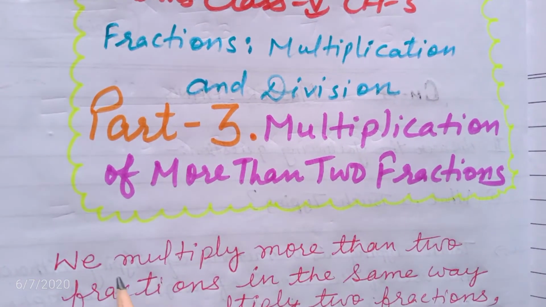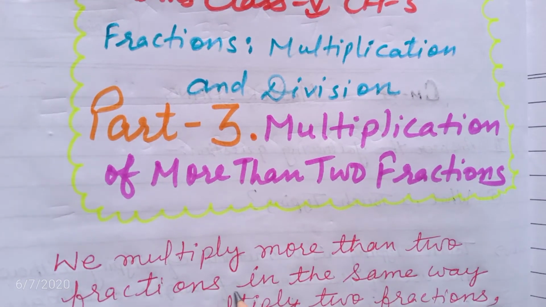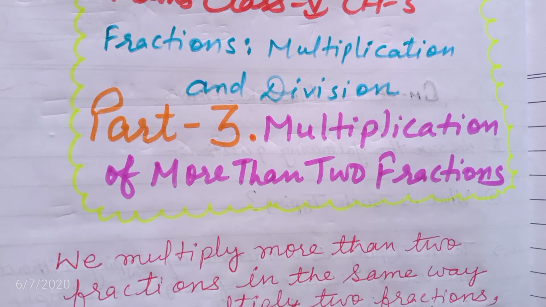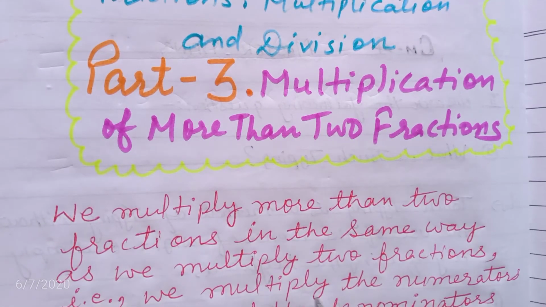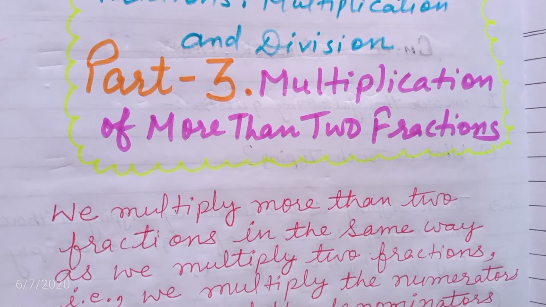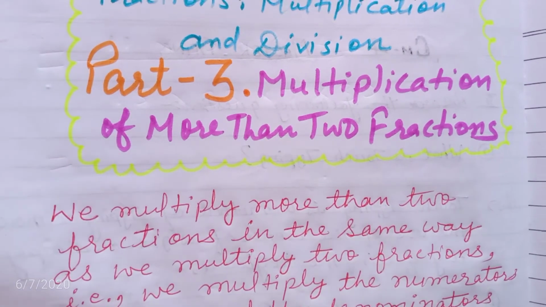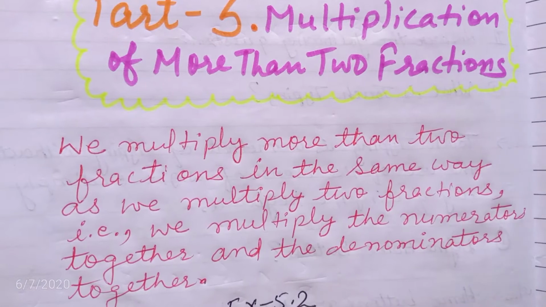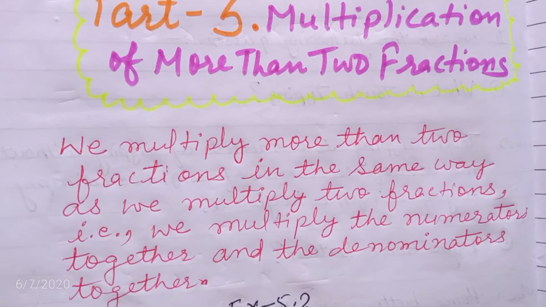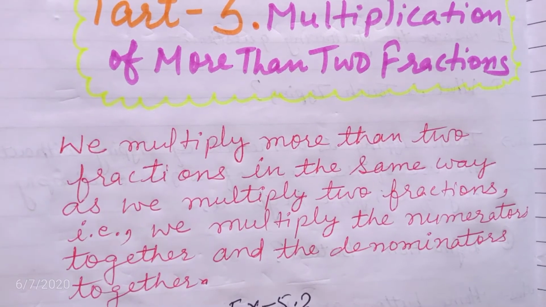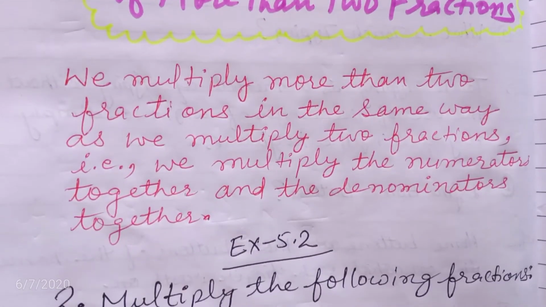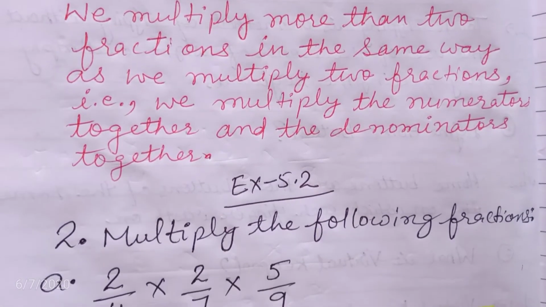See students, we multiply more than two fractions in the same way as we multiply two fractions. That is, we multiply the numerators together and the denominators together. In the last video you have seen that to multiply two fractions we multiply their numerators and denominators separately and write them as the product. So in the same way you can multiply more than two fractions also.